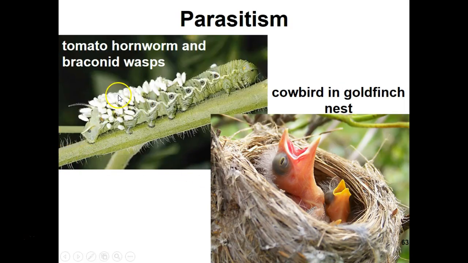Here we have Braconid wasps that will lay eggs on these caterpillars. The larva will then go in and consume the caterpillar from the inside out. Here's a cowbird in a goldfinch nest. The cowbird is actually a parasite. It drops its eggs off so that some other bird, in this case a goldfinch, will take care of it.